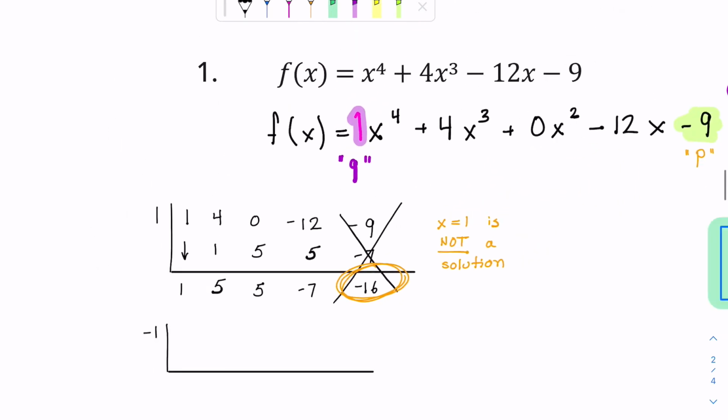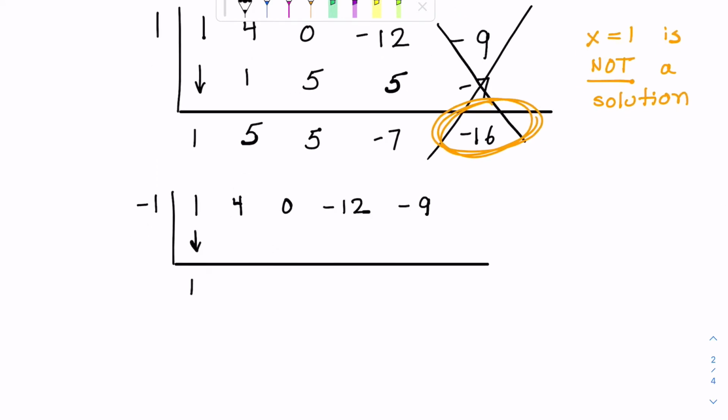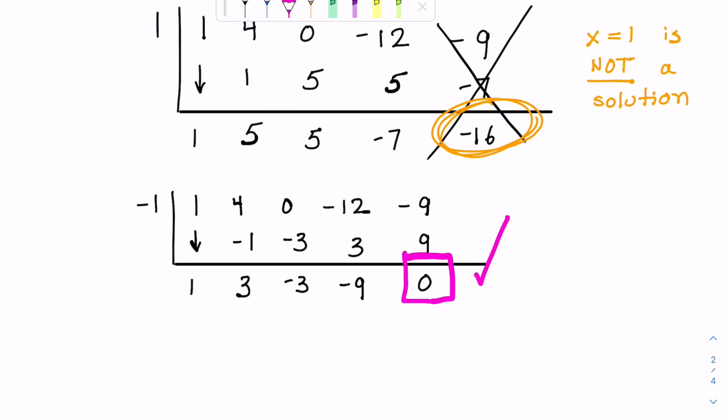We're testing negative 1 in our original function. 1, 4, 0, negative 12, negative 9. Bring down the value of 1. 1 times negative 1, negative 1, plus 4 is 3, times negative 1 is negative 3, plus 0 is negative 3, times negative 1 is positive 3, plus negative 12 is negative 9, times negative 1 is positive 9, which is 0. This right here is what we want. So we can say yes, x equals negative 1 is a solution.